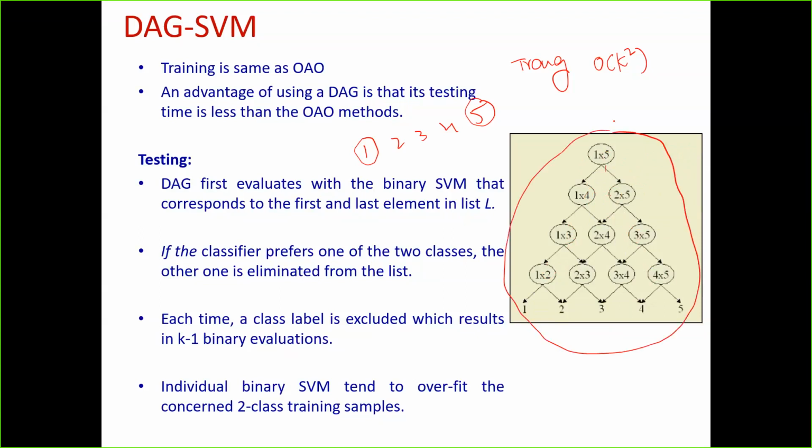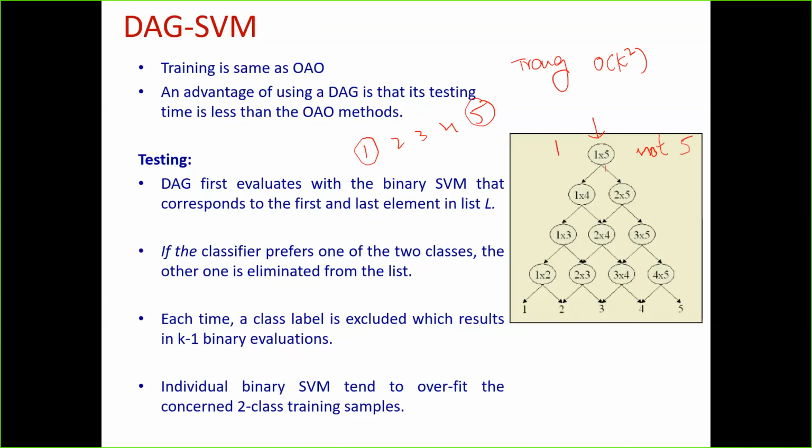Right. So now to classify a new instance, we give it to the root node. It is taking a decision of 1 versus 5. Suppose it is classifying it as a 1, what does that mean? It is also saying that it is not 5. Am I right? When it is saying it is 1, it also means that it is not 5.